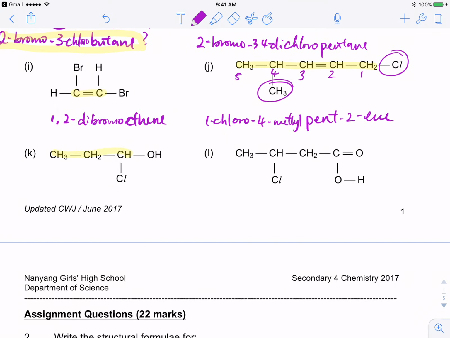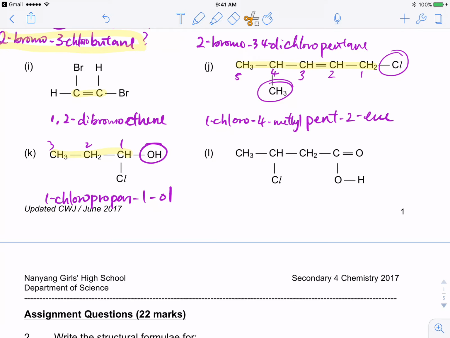Okay, next, longest chain. Oh, this is very easy. Which one should I assign as 1? 1 should be here because both the functional groups are there. 1, 2, 3. So, the most important functional group here is alcohol. It should end with an -ol. So, 3 carbon, so it's propanol with 1 chloro. 1-chloro, propan-1-ol.